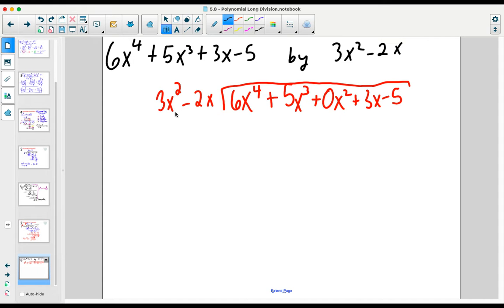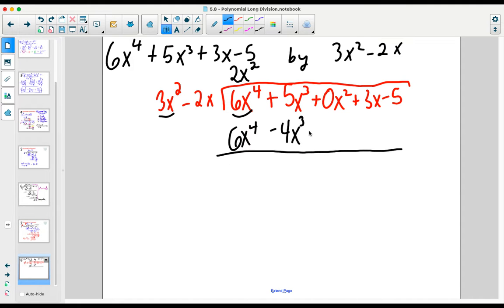We're still going to look at our lead terms for our divisions. 3x squared into 6x to the fourth is just 2x squared. 2x squared times 3x squared is 6x to the fourth. 2x squared times 2x is minus 4x to the third. We subtract that line from the previous, and we get 9x to the third.